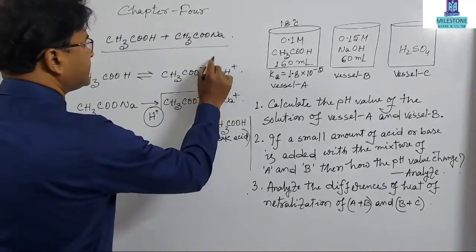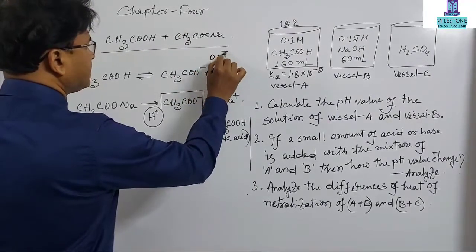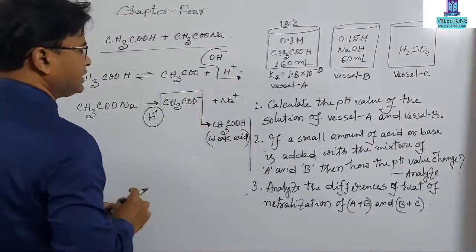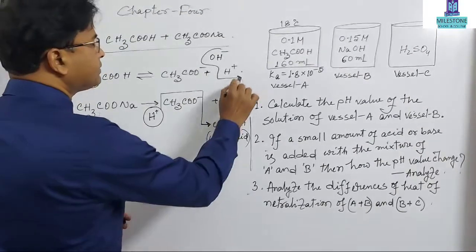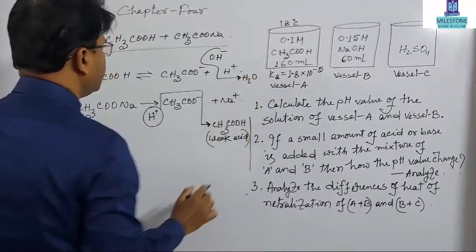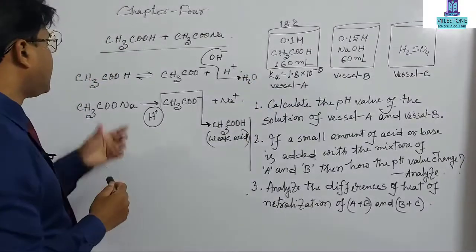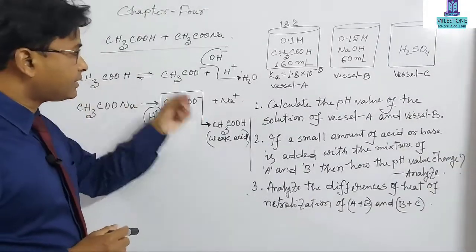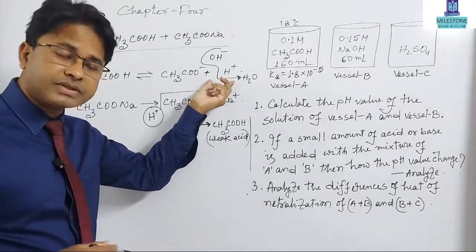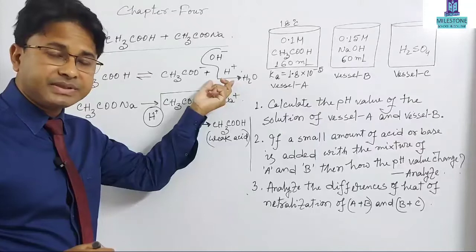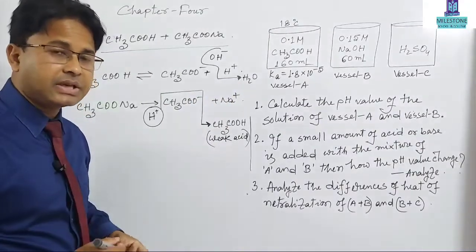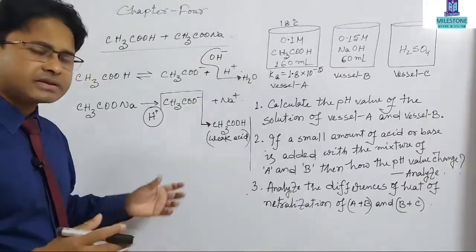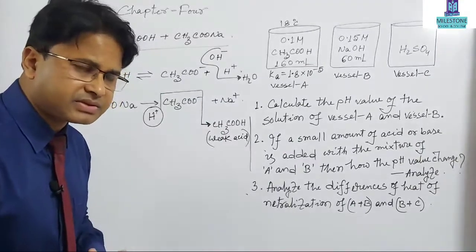Now, if I add a small amount of base, the hydroxide ion of the base combines with the H plus ion of the acidic buffer solution to produce water. At the same time, the unionized ethanoic acid at the equilibrium state reproduces the same amount of H plus ion. As a result, the pH value of the acidic buffer solution remains unchanged after addition of a small amount of base. That's all about the mechanism of acidic buffer solution, students.